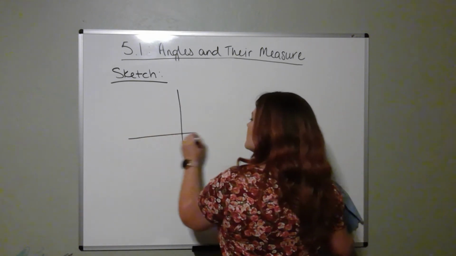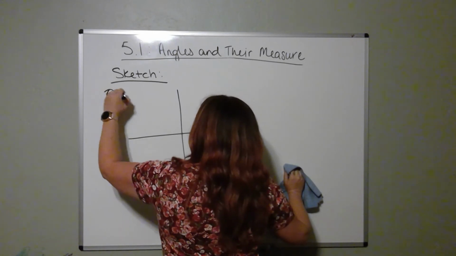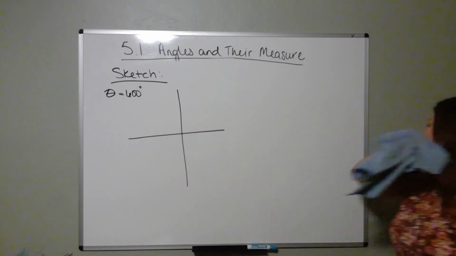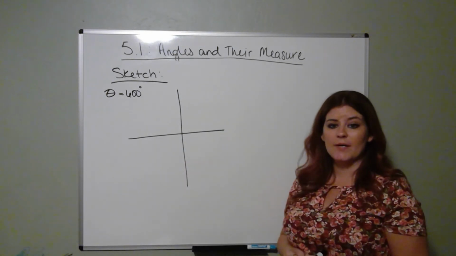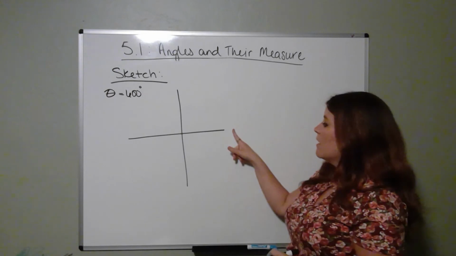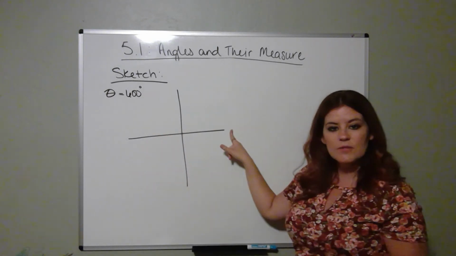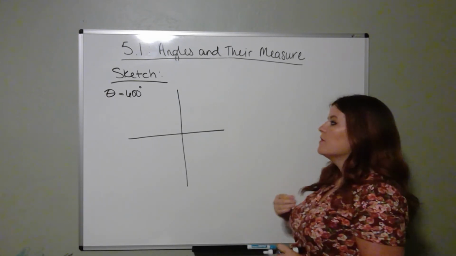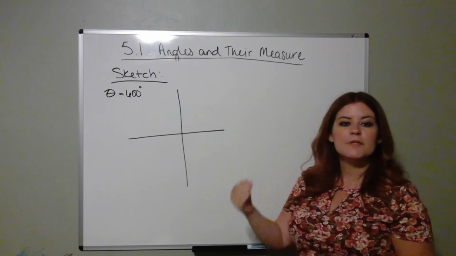What if it throws you for a loop and it wants you to sketch theta equals 600? Sorry. And you say, what? 600? I only go up to 360, right? 90, 180, 270, 360. How do I graph 600? Well, you guys, angles are circular. You can just keep going around and around.